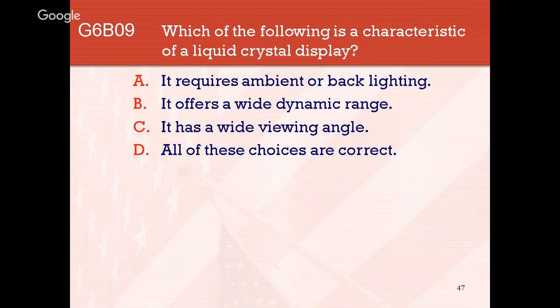Which of the following is a characteristic of a liquid crystal display or an LCD? The characteristic, of course, if you remember, is that the LCD requires some type of ambient or backlighting because it does not emit any light of its own. So A is your correct answer here.